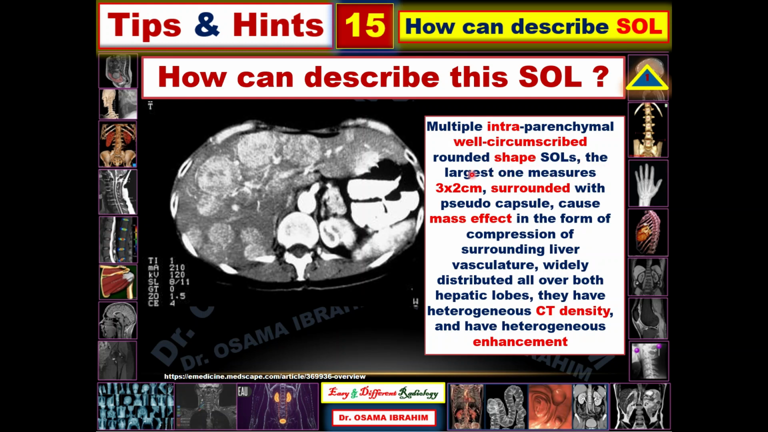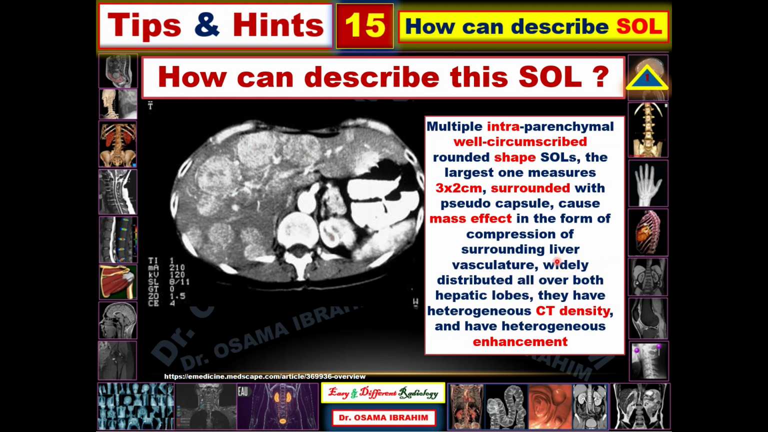For the largest one, you can measure it and put the size accordingly, and mention if it is surrounded by a pseudocapsule or congestion. Another is if there is a mass effect, in the form of compression of the surrounding liver vasculature or compression of the biliary radicals causing intrahepatic biliary radical dilatation and so on, or even compression of the hepatic veins, which can result in venous thrombus and so on. So the surrounding is very important also.